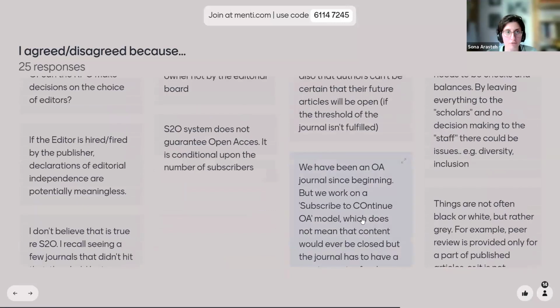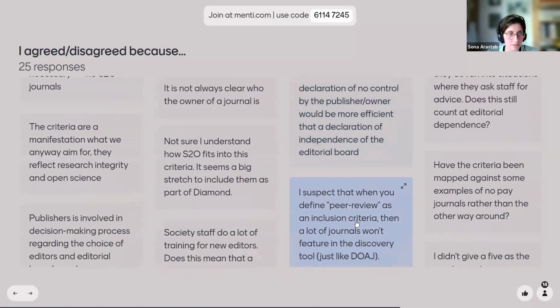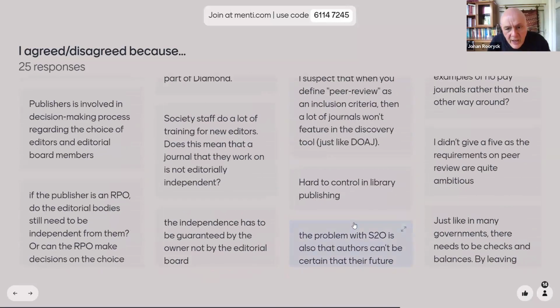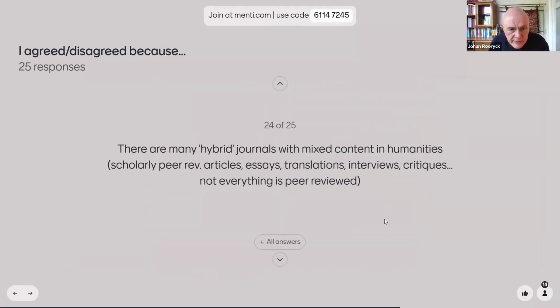I'm looking for the comment that says it doesn't. Okay, I don't find it, so maybe that was just my imagination. I mean, there are many hybrid journals that have content that is not peer reviewed in the humanities. Translations, and critiques here.